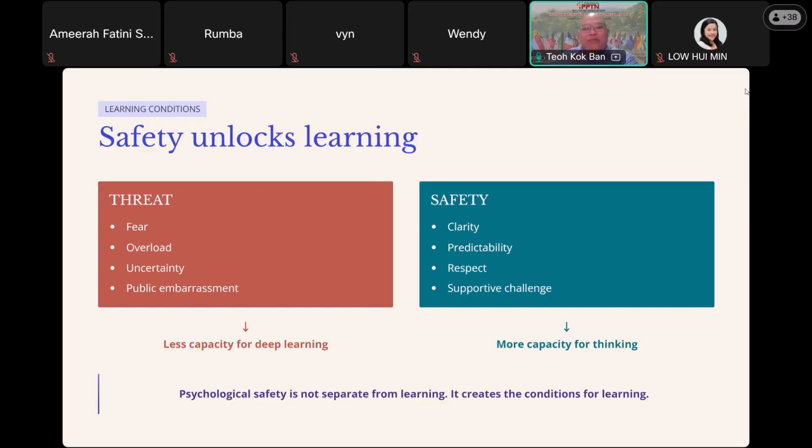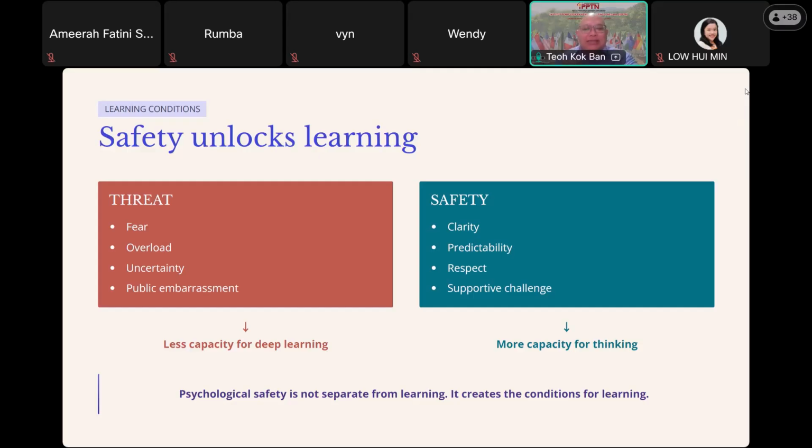So now compare with the right hand side. What makes them feel safe? Clarity, predictability, respect, and supportive challenge. So these conditions do not make learning easier. It does not make learning easy in any sense, but they make learning safer. So when students feel safer, they have more capacity to think. They can ask questions, they make mistakes, and they can try again because they feel safe, right?